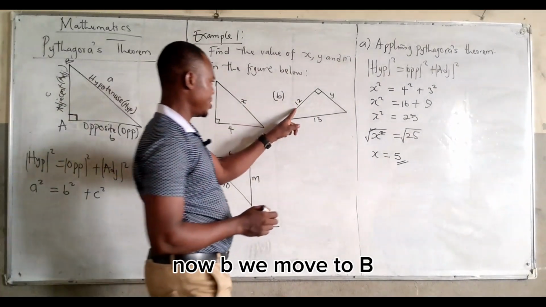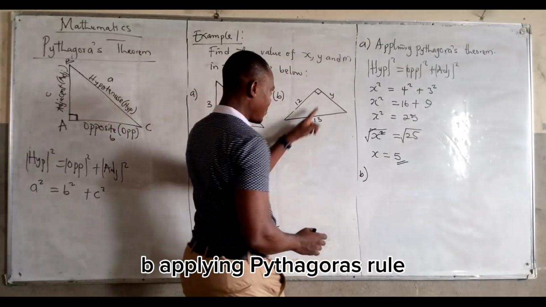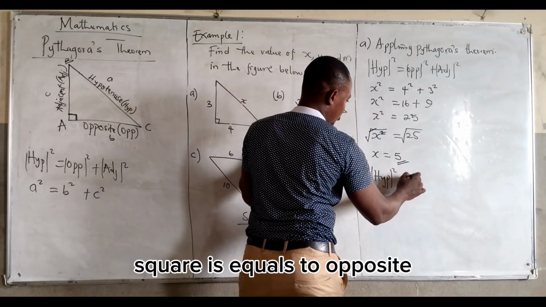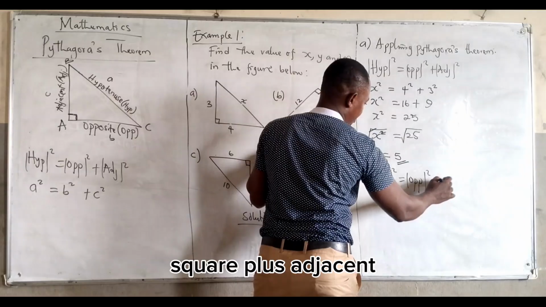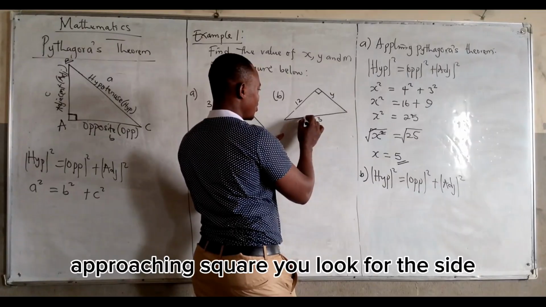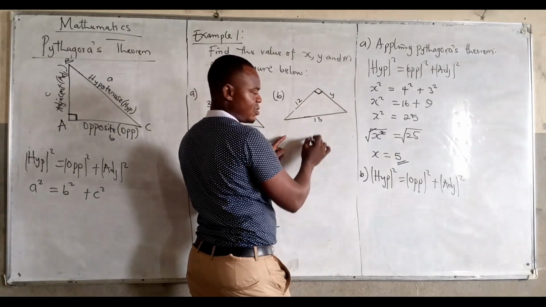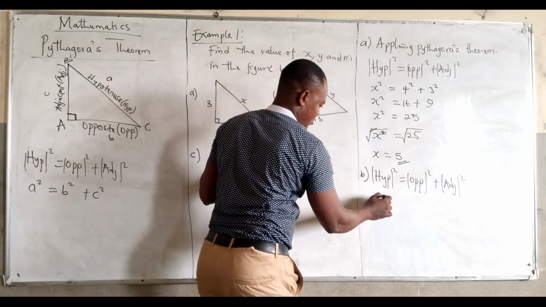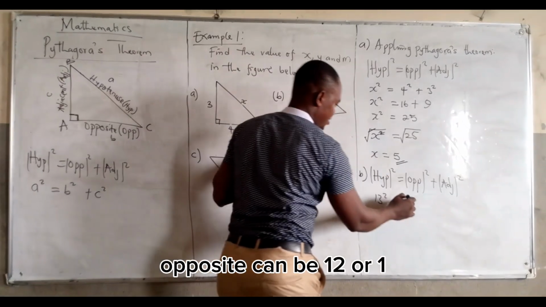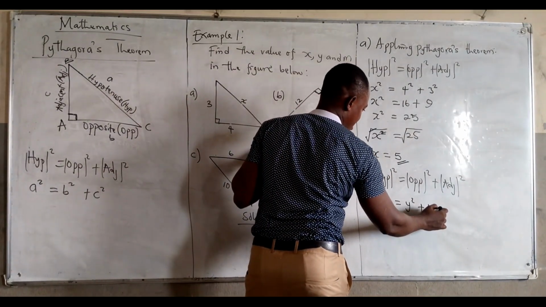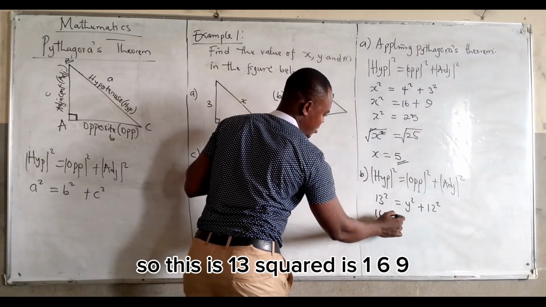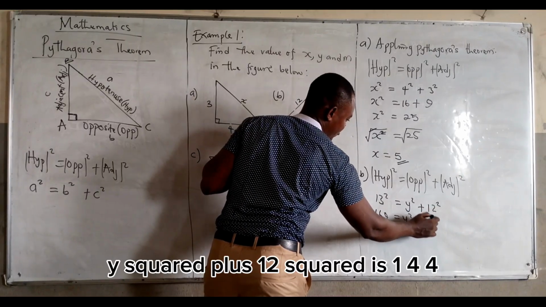Now B, we move to B. Applying Pythagoras rule, hypotenuse square is equal to opposite square plus adjacent square. Hypotenuse square, we look for the side 90 is facing. This is it, 13. Opposite can be 12 or y. Adjacent 12. So this is 13 squared is 169. Y squared plus 12 squared is 144.